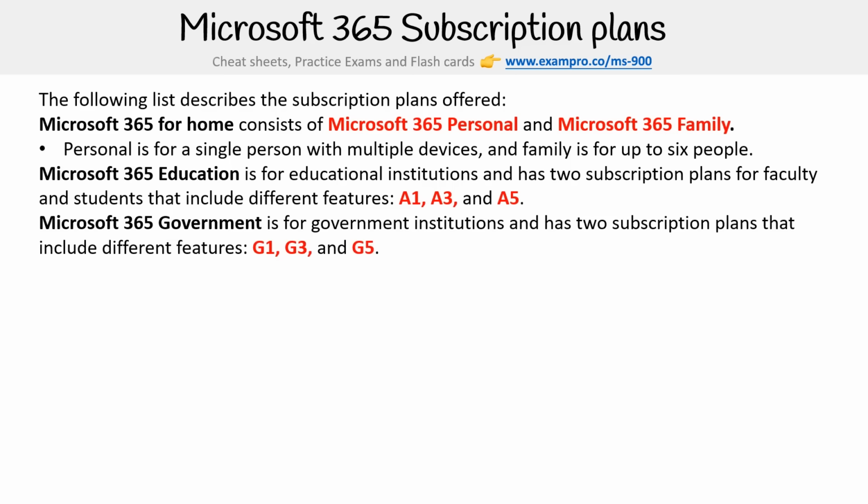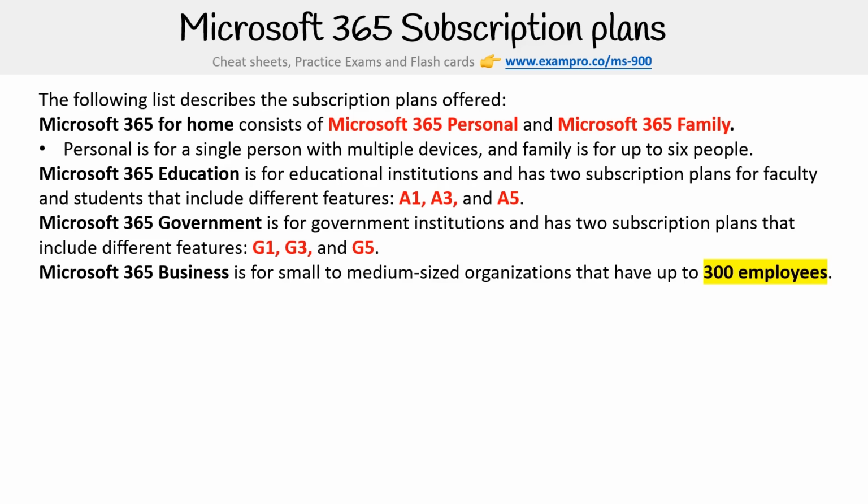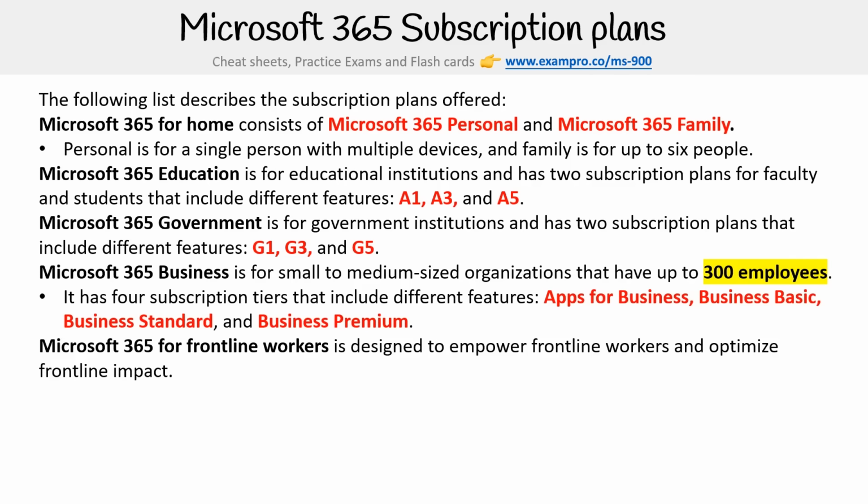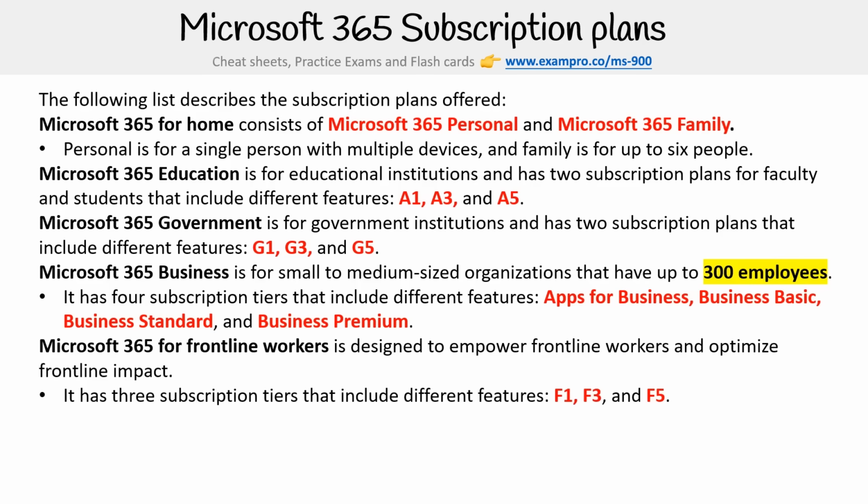Microsoft 365 Government is for government institutions, and it has 2 subscription plans that include different features, G1, G3, and G5. Microsoft 365 Business is for small to medium-sized organizations that have up to 300 employees. It has 4 subscription tiers that include different features, Apps for Business, Business Basic, Business Standard, and Business Premium. Microsoft 365 for frontline workers is designed to empower frontline workers and optimize frontline impact. It has 3 subscription tiers that include different features, F1, F3, and F5.